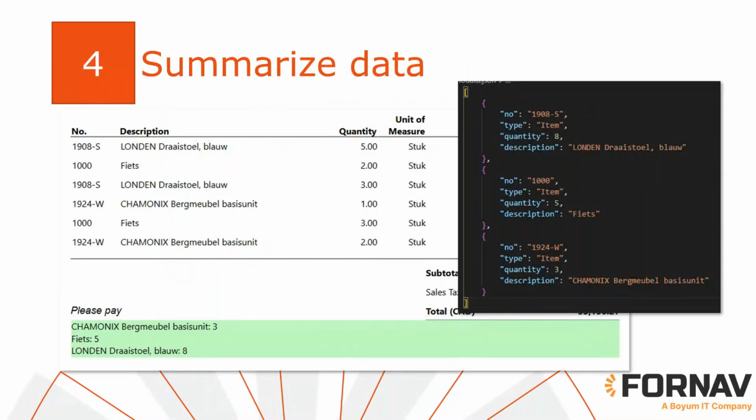Finally, we are going to do something a little bit more complex. Let's say we want to summarize the quantity of items in the report footer. In this case, we need to store some more information: item number, line type, quantity, and description. And what's more, we need to calculate the total of the item quantity. So let's see in Business Central what we want to do.